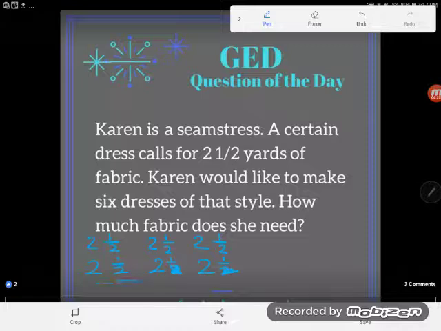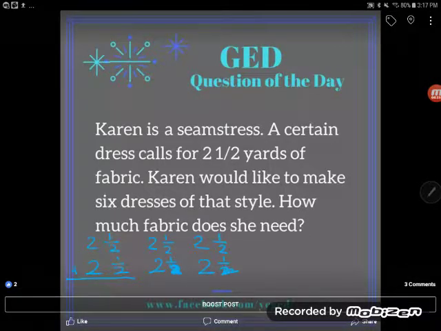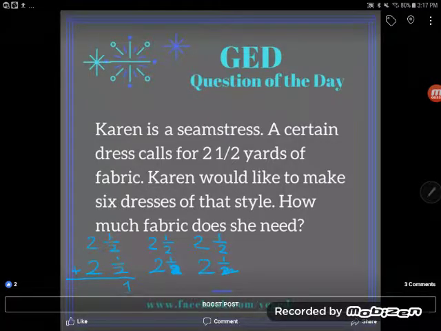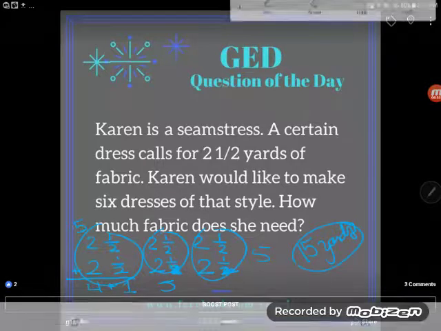Well, even if you can't multiply this, I bet you can add this one and this one. 2.5 yards and 2.5 yards. What would that be? Well, of course, a half and a half makes 1 whole. And 2 and 2 makes 4. So to make 2 dresses, I've got 5 yards of fabric. Another 2 dresses would be another 5 yards of fabric. Another 2 dresses would be another 5 yards of fabric. And look at that. I got 15 yards of fabric, and I had very little fraction skills.